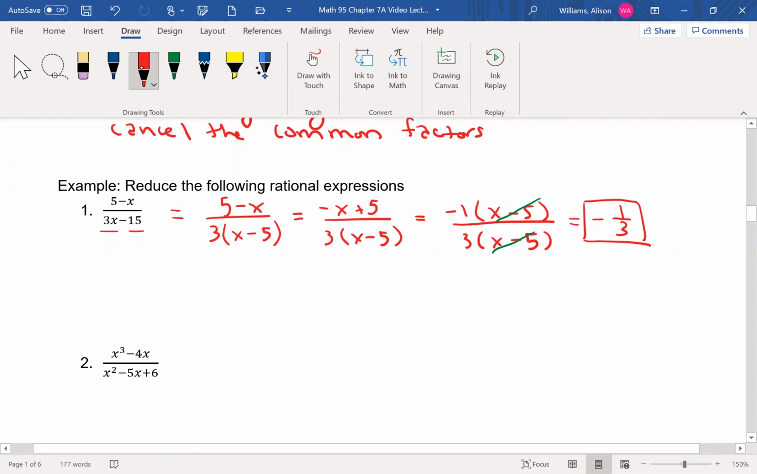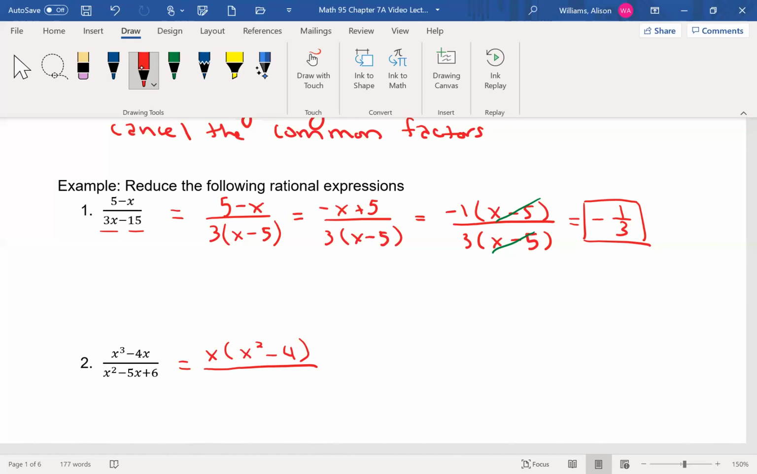So here we have an even more complicated expression, but actually I can factor both the numerator and the denominator using techniques we've seen before. In the numerator, I have a GCF of x, so I'm going to factor that out. That leaves me with x squared minus 4. I'm not done, because x squared minus 4 is a difference of squares. That can factor again into x plus 2, x minus 2.